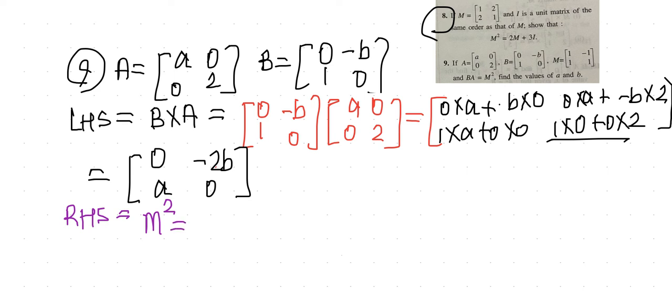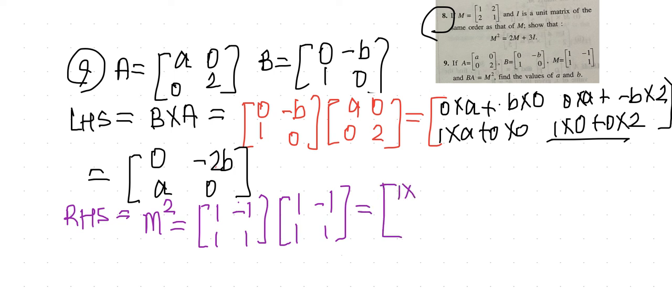So m has been given as [1 1; -1 1], and this is being multiplied by [1 -1; 1 1]. So how much are you getting here? This will be equal to 1 into 1 plus minus 1 into 1. Okay, and then here you will be getting 1 into minus 1, and then 1 into minus 1 plus minus 1 into 1.